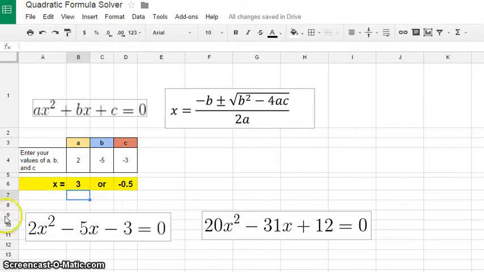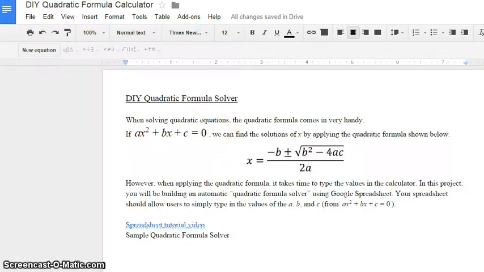So this video will explain to you guys briefly of what you have to do for this quadratic formula solver. Okay, so you guys should have access to this Google document. So basically this is a document that kind of introduces what the project is about.